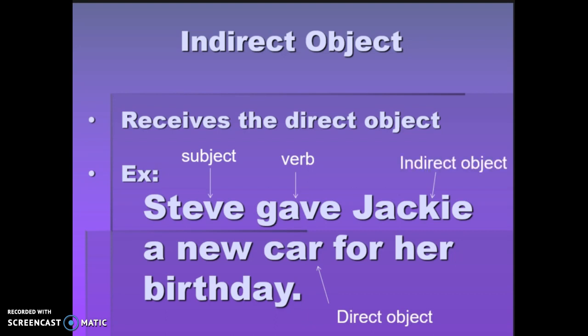And then who received the car? Well, that's Jackie. So Jackie would be the indirect object. And notice the order of things here. In most sentences, the order of these items is subject first, followed by verb, then indirect object, and then direct object. That's usually the order.